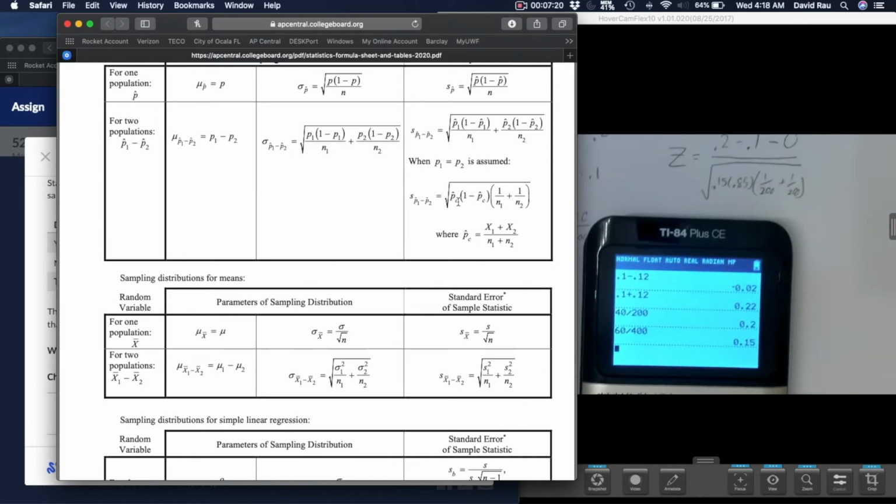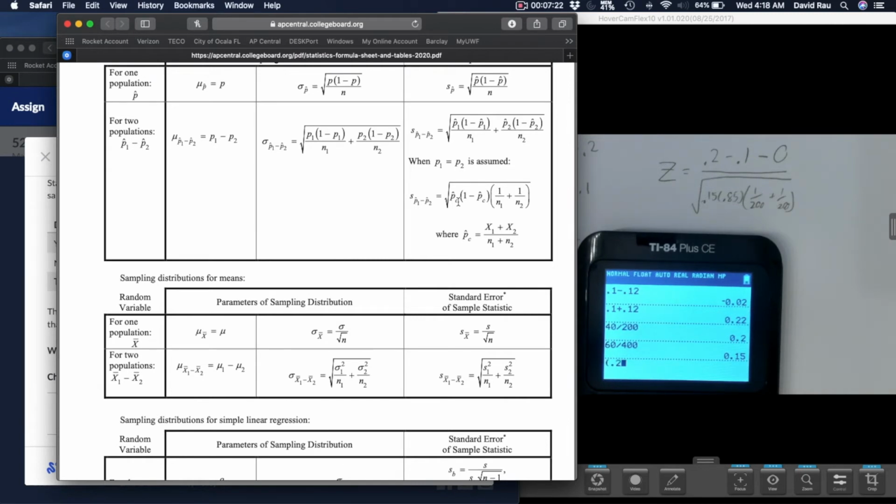Let's figure out the z-value, then we'll figure out the p-value. 0.2 minus 0.1 minus 0 is really just, well, there's that. And that whole thing, make sure you press enter on this first, is being divided by the big square root of 0.15 times 0.85 times parentheses 1 over 200 plus 1 over 200. And so we get a z-value of 2.80.